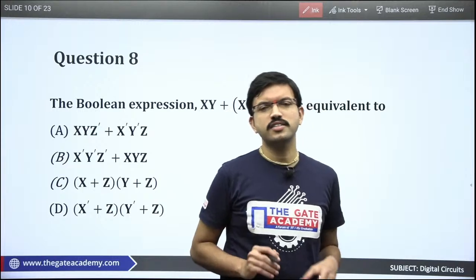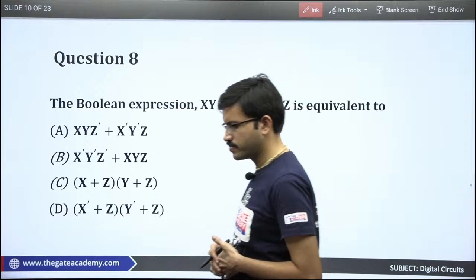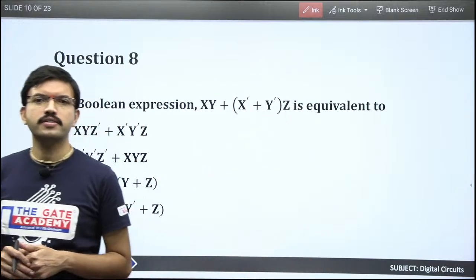Whatever the important laws that we have discussed, just apply those laws. That's all. Whichever laws are applicable, just apply.